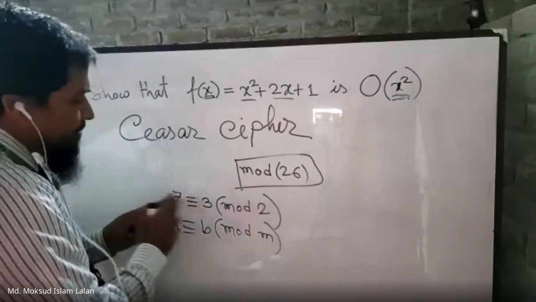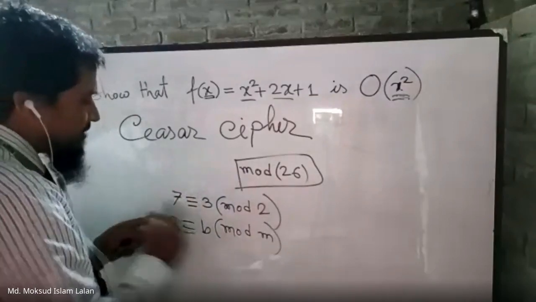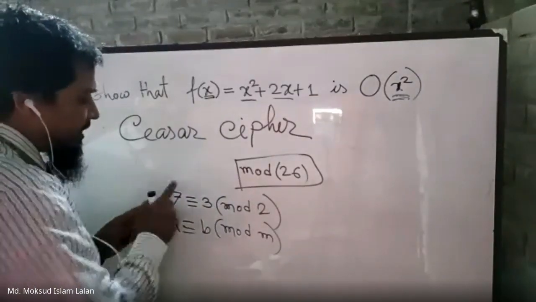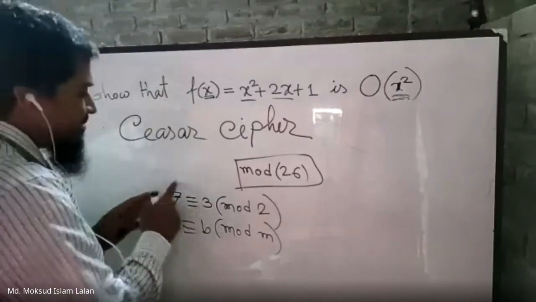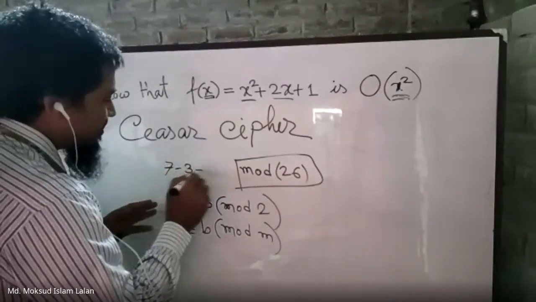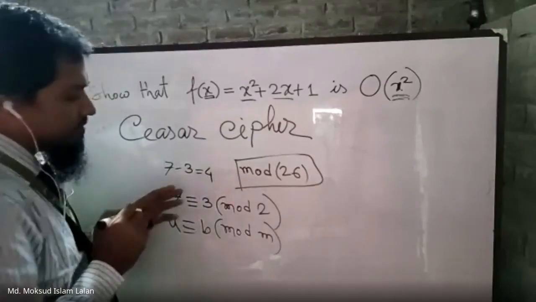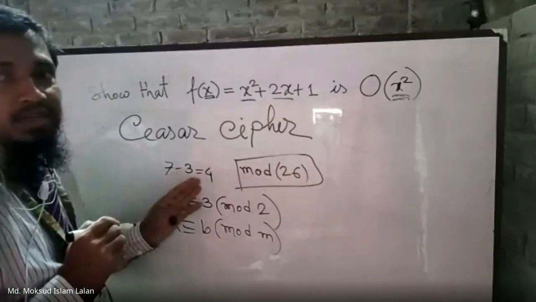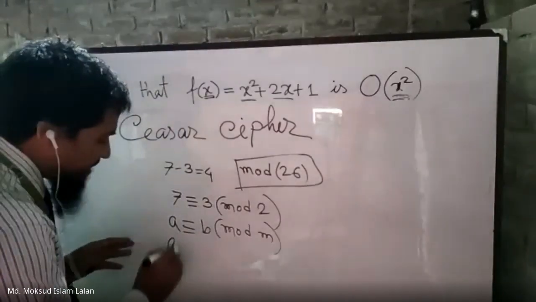Actually, you need to subtract, right? A minus B. First subtract it. A minus B, I mean 7 minus 3. So 7 minus 3 equals what? 4, right? Do you understand? Yes, sir.